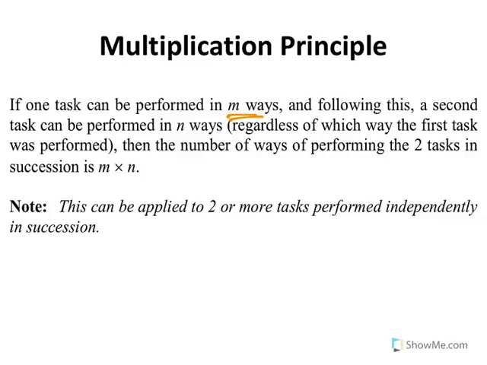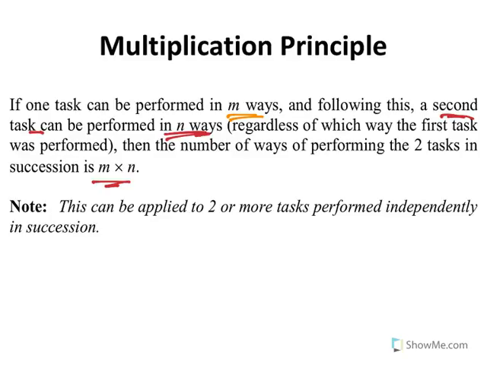Then following this, a second task can be performed in n ways. One is m ways, second task performed in n ways. So there are 2 stages. Then the number of ways of performing the tasks in succession is m times n.